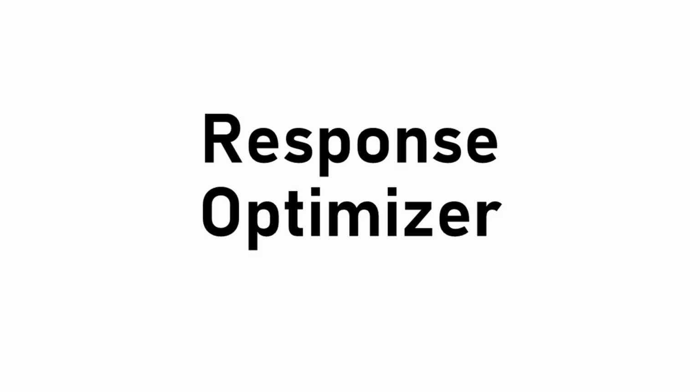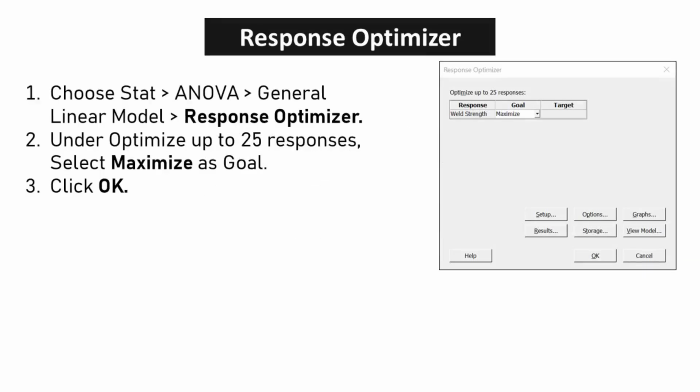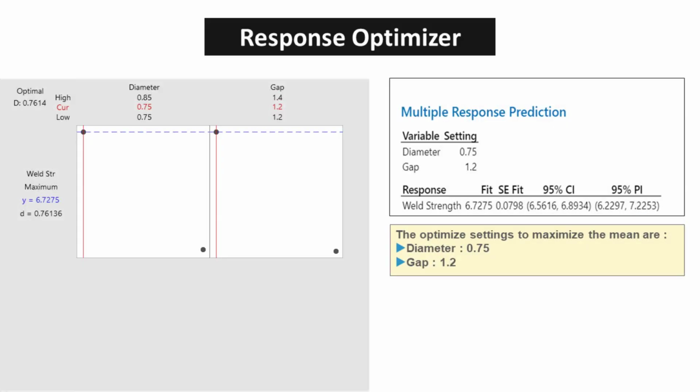Response optimizer. Choose Stat, ANOVA, General Linear Model, Response Optimizer. Under Optimize up to 25 responses, select Maximize as goal, click OK. Using the Response Optimizer, the optimized settings to maximize the mean are diameter 0.75 and gap of 1.2. The fitted mean is 6.7275. Composite desirability, D, evaluates how the settings optimize a set of responses overall.